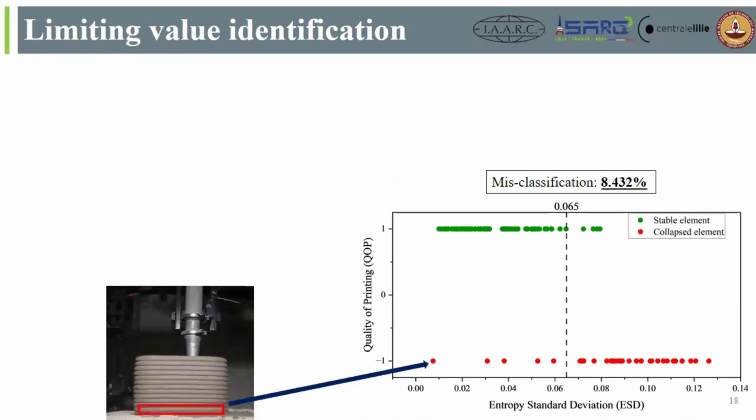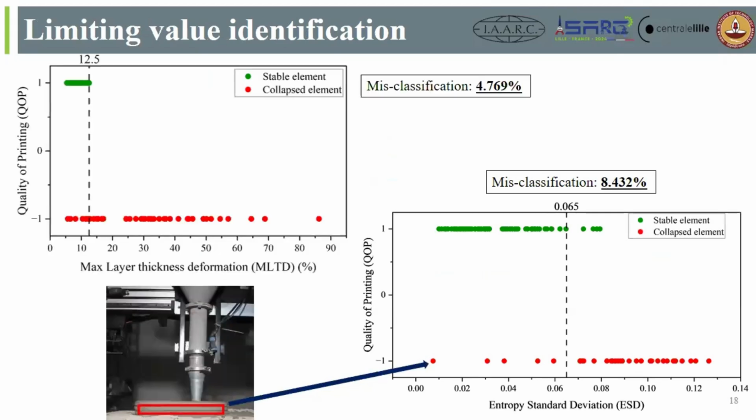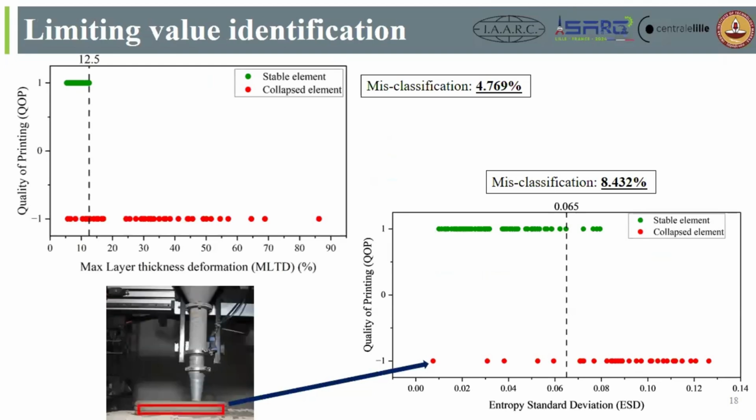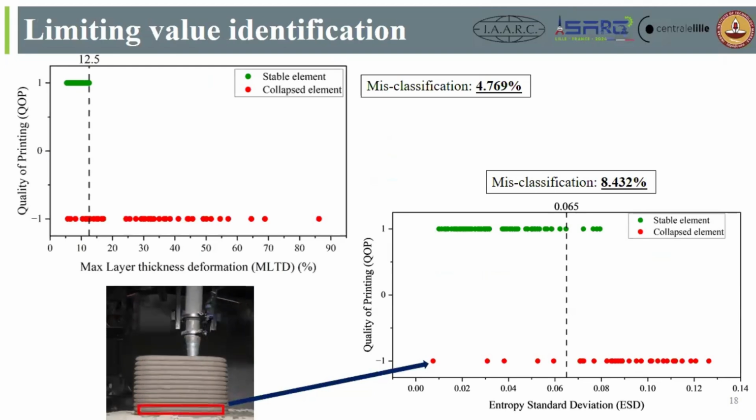So coming to the final limiting value identification. What I did is I have done around 30 prints. For each print, I'm taking the bottom 10 layers, layer 1 to layer 10. And I'm trying to identify for each and every layer the entropy standard deviation, that is the overall surface texture changes happening within that layer, and also the layer thickness changes happening within that layer, and I am taking it as an individual data point.